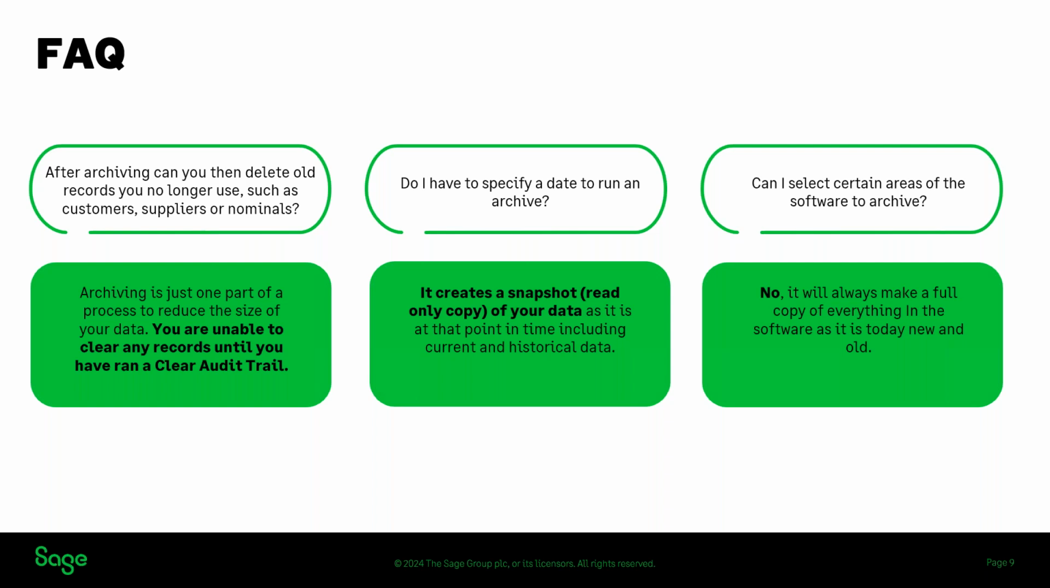And then lastly, can I select certain areas of the software to archive? So no, it will make a full copy of everything in the software as it is today, new and old, other than your attachments. But like I say, you can find all of that information, what is included in the archive, on our Help Centre.